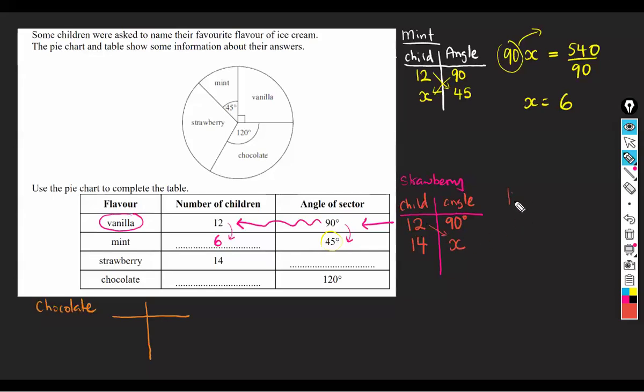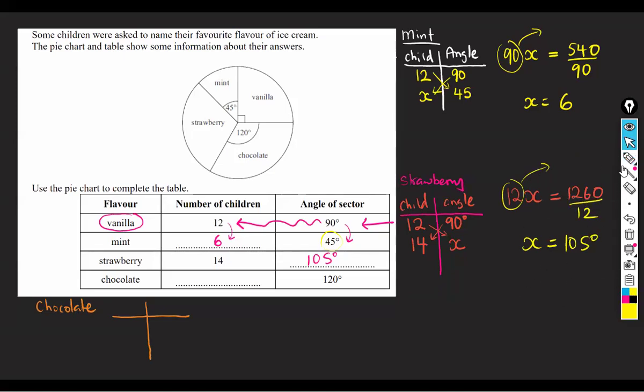12 by x is 12x, and 90 by 14 is 1260. We want to solve for x. Throw across and multiply, you get a divide. And let's see if you guys are correct. Yep, 105 degrees. So this one is 105 degrees. Look for your mistakes, and take half a minute to do the next one.